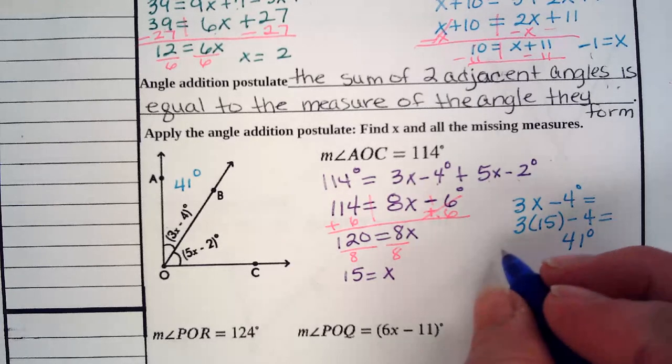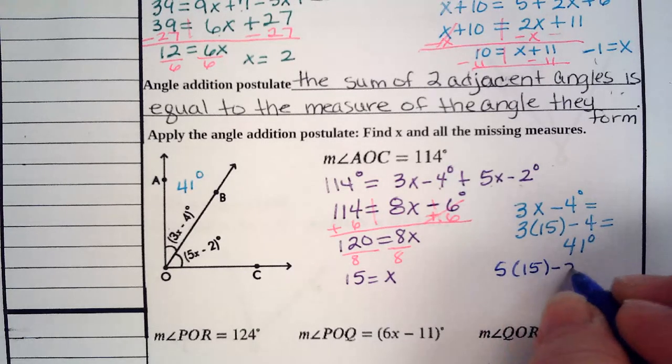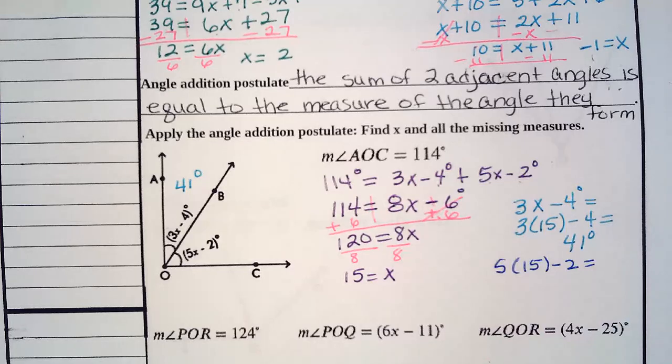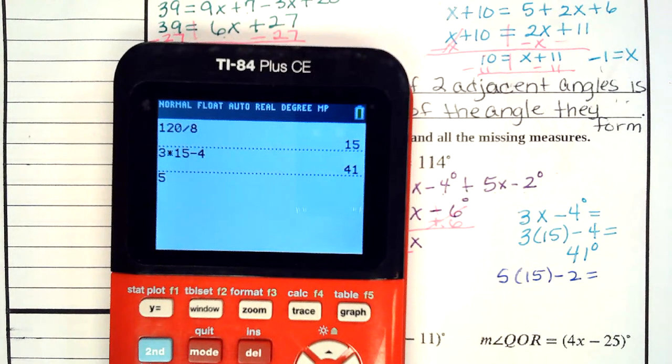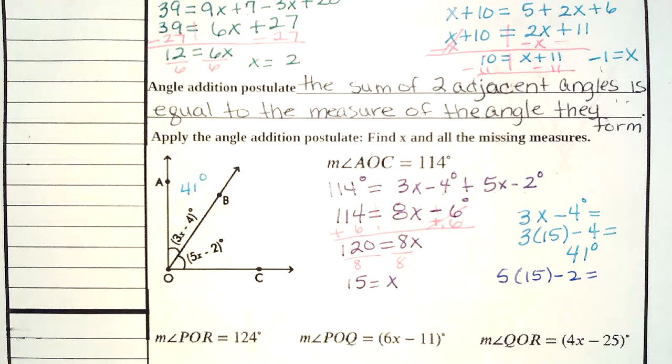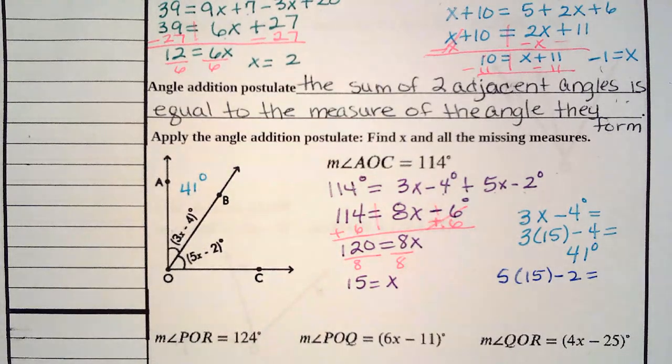So I'm going to use substitution. 5 times 15 minus 2. Using my calculator, 5 times 15 minus 2 gives me 73. I also could have done 114 minus 41, and I still would have gotten 73. Both ways work. Whichever one appeals to you is the way you will use.